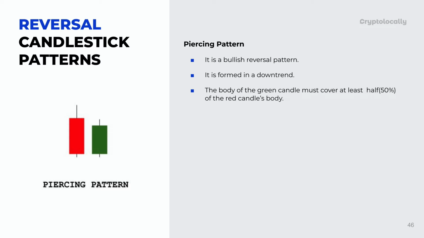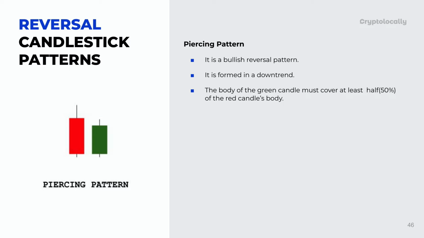So the next one we are going to be checking is the piercing pattern. The piercing pattern is quite similar to the bullish engulfing pattern. The only difference is that the green candle doesn't fully cover the red candle. It only covers 50% of the red candle. You can see it covers more than half of the red candle.